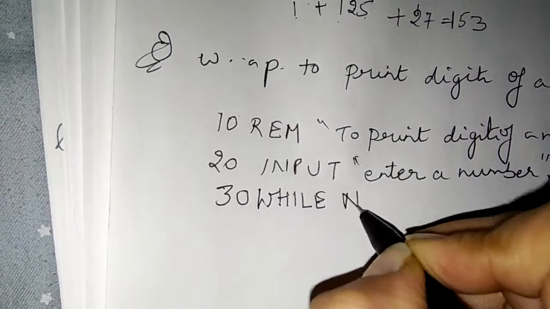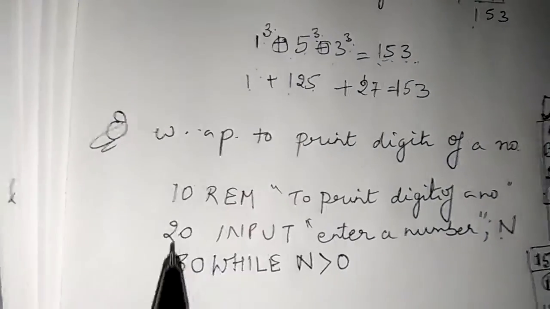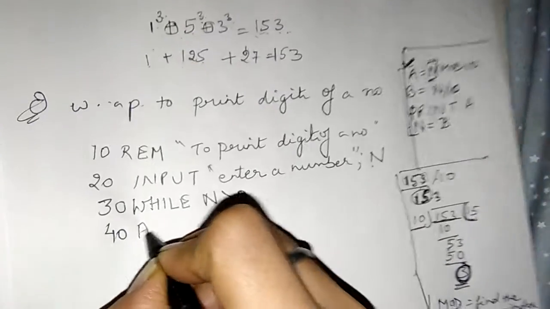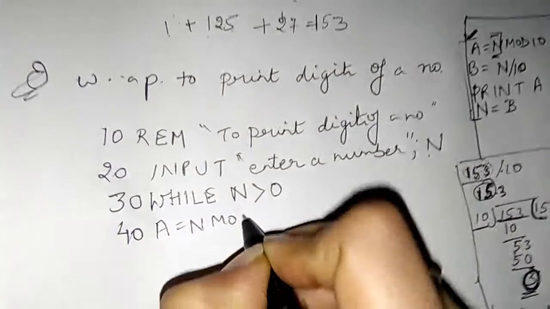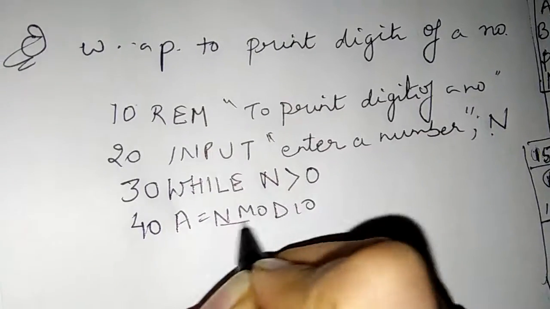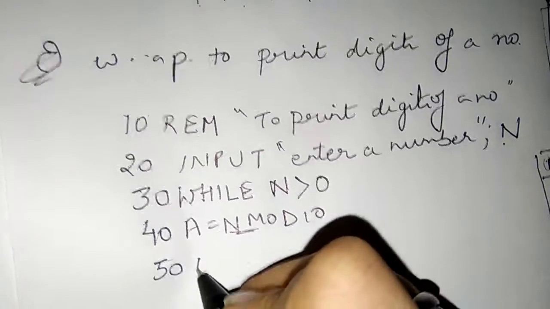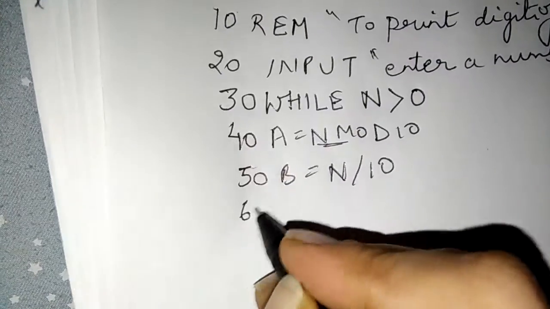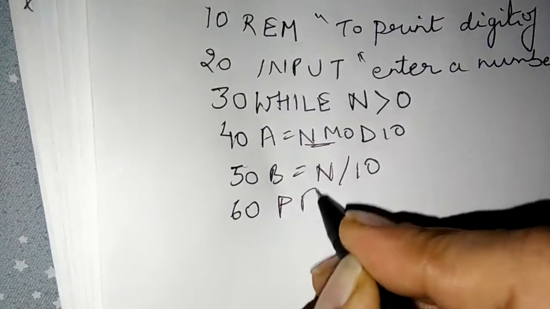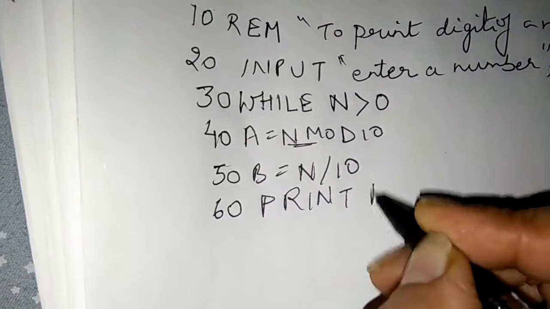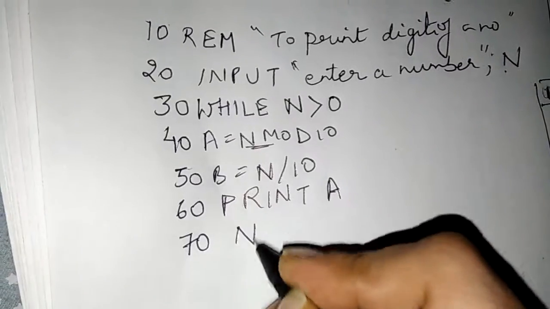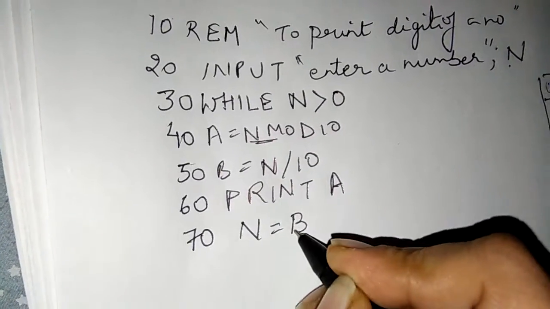While n is greater than 0. Line 40, the first step is a is equal to n mod 10, find the remainder. B is n divided by 10, reducing the number. Line 60 is using the digit, I have to just print it, print A. Line 70, changing the value, n is equal to b.